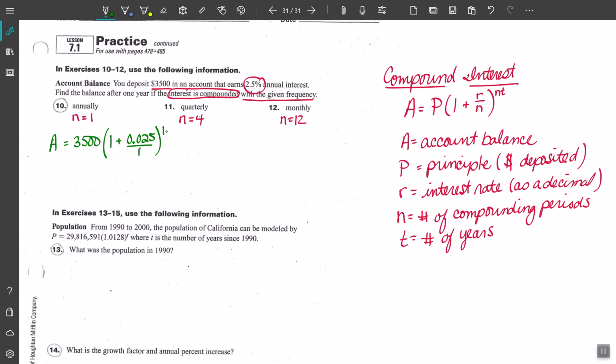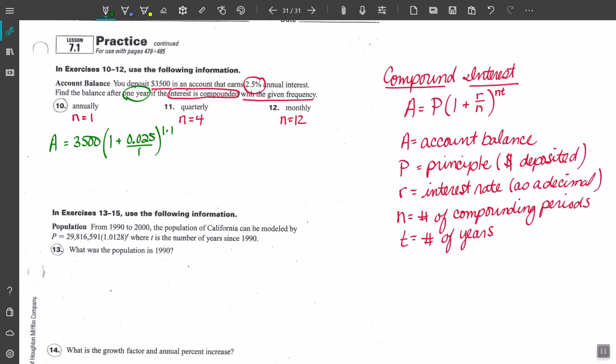So my n is 1, my t is also 1 in this problem because they asked me to figure it out after it's only been in there 1 year. Of course, this would be different if they were saying find the balance after 2 years, then I would have 1 times 2 up there as my exponent.